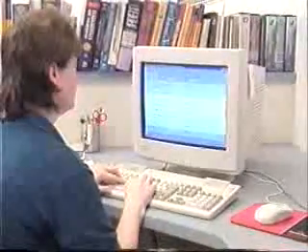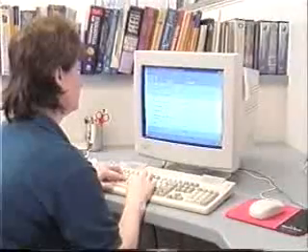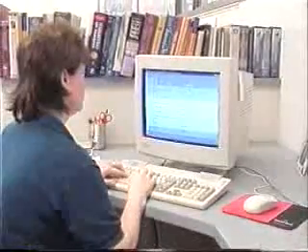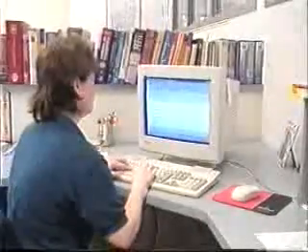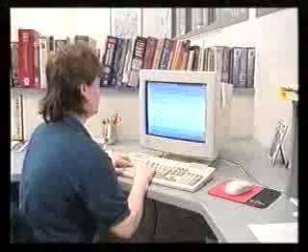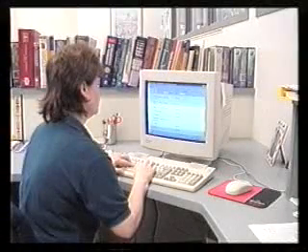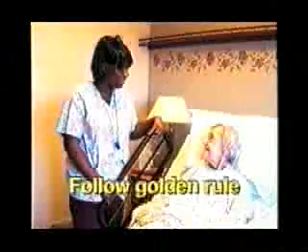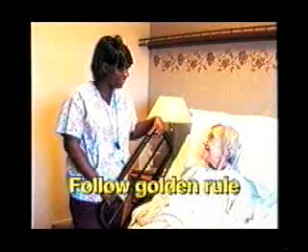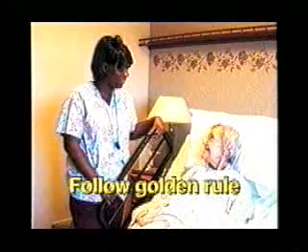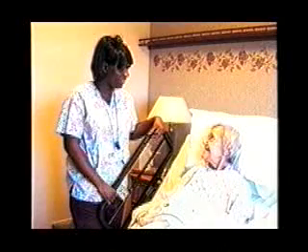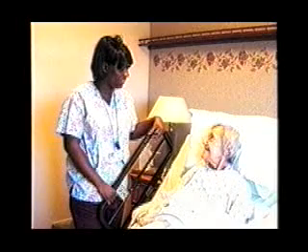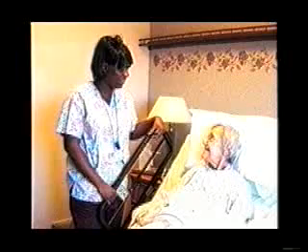Documentation, speaking of, is your day-to-day responsibility. Don't only document care, but things that you see, observations you have. The assumption is, if it's not documented, it didn't happen. And finally, follow the golden rule. Treat patients, residents, and clients as you would like to be treated. Doing that is one of the best ways to preserve residents', patients', and clients' rights.